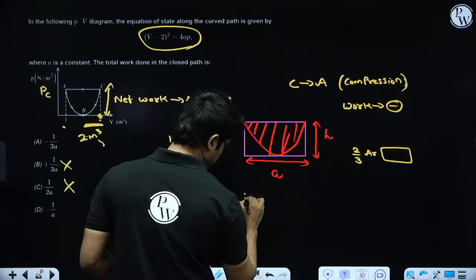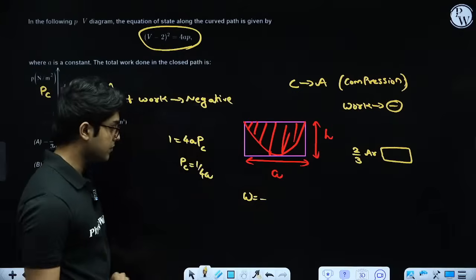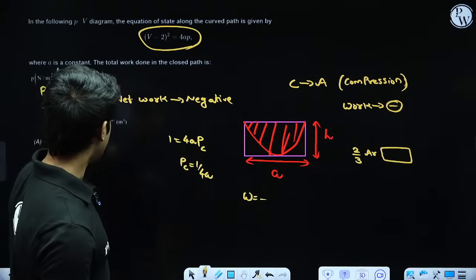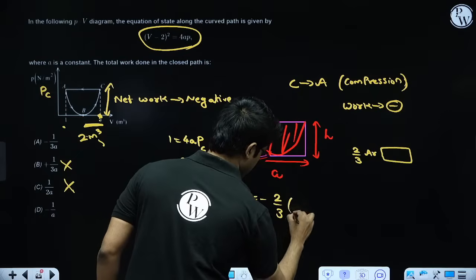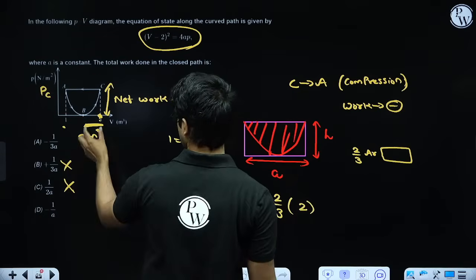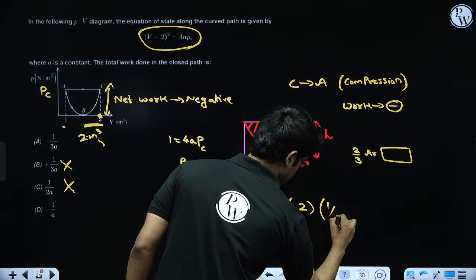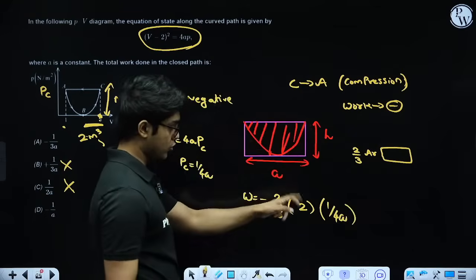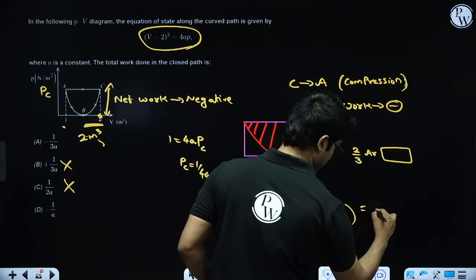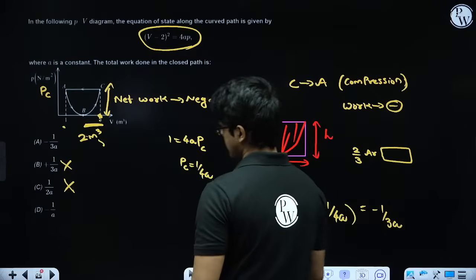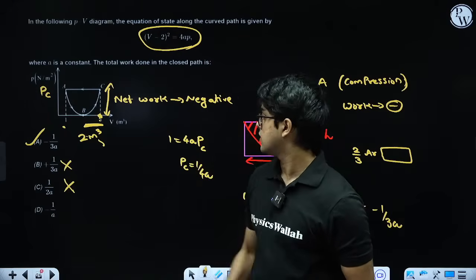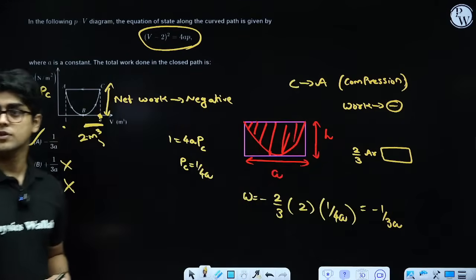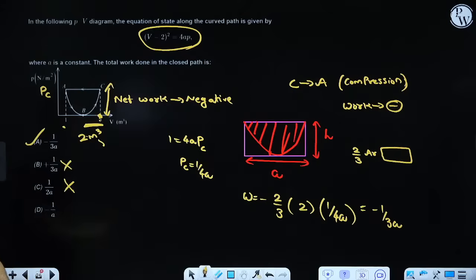So for the work done, we have to include the negative sign. Base is 2, height is 1/4a, and we have to include this 2/3. So 2/3 times base 2 meter cube, height 1/4a, and the answer will be, so this 2 cancels out with 4, and the final answer is minus 1/3a. So that will be option A. So for parabolas we can use this rectangle trick to answer it. Okay, so that is it. So yeah, let's move on.